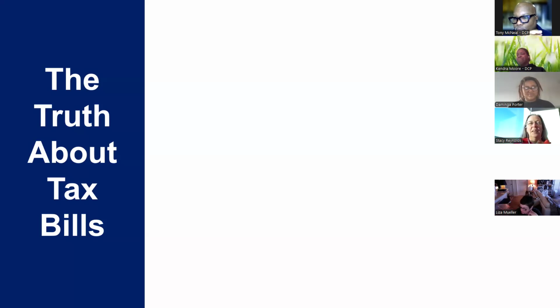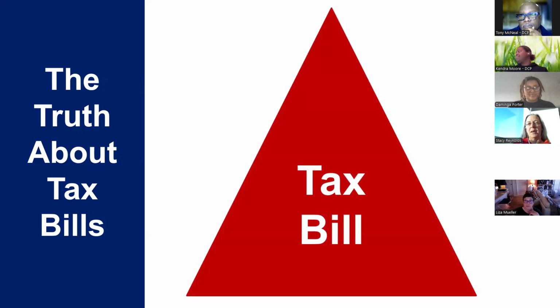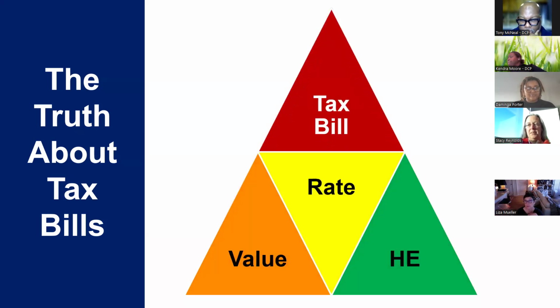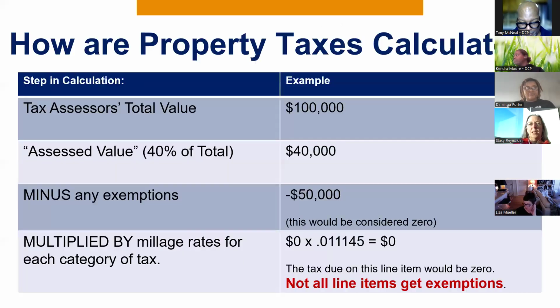Okay, now to get started with this, let's talk about what is the tax bill. Everybody knows their tax bill when they get it, and all they usually do is look at that bottom line. But the tax bill is really just the tip of the iceberg for any of these property tax things. It's actually made up of the value of the home, the millage rate, which is just a fancy word for naming a tax rate, and then the homestead exemption. And the way those three things interact to make your tax bill is, you have to understand how the taxes are calculated.